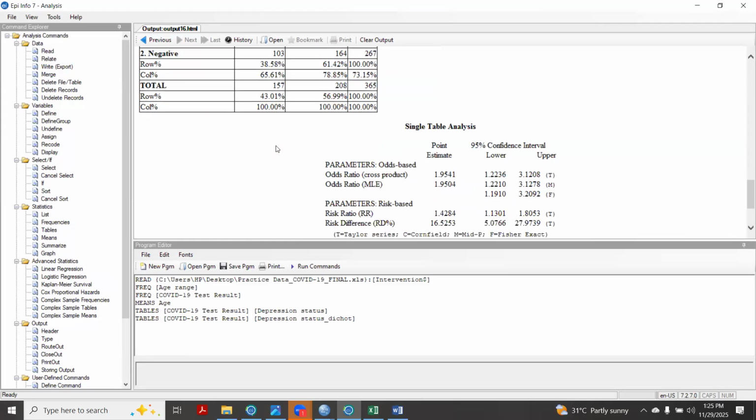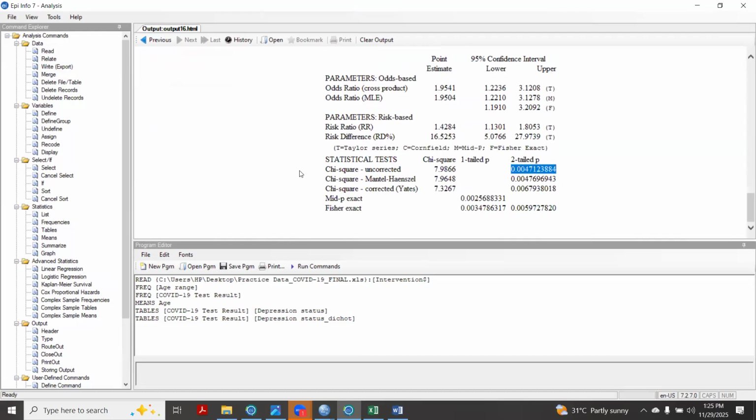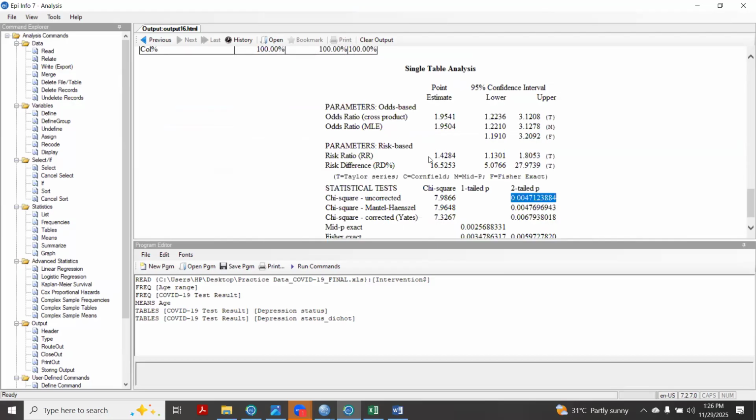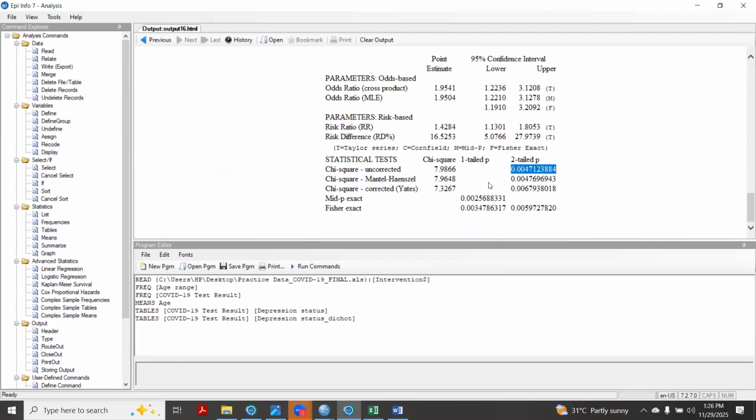With full confidence, I can beat my chest that people that tested positive for COVID-19 will have a 16.52% increase in depression status compared to those that tested negative, and that finding has evidence. So the p-value is the evidence that there is a significant increase in depression in the COVID-19 positive participants. So that's what this evidence is telling us.